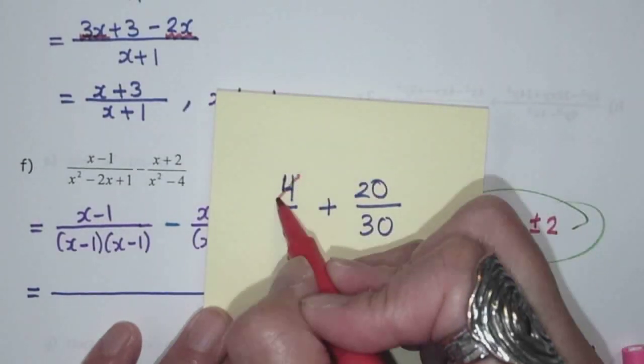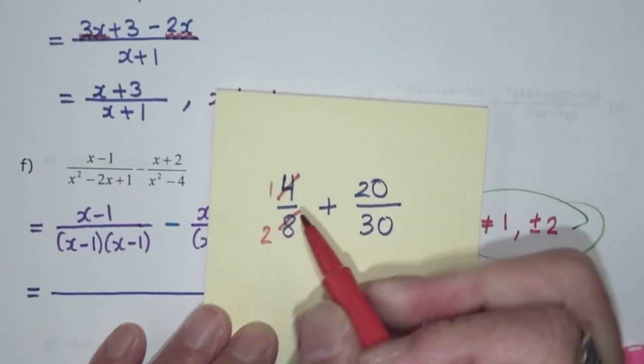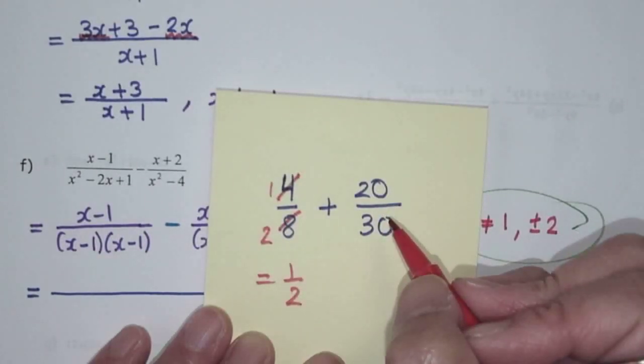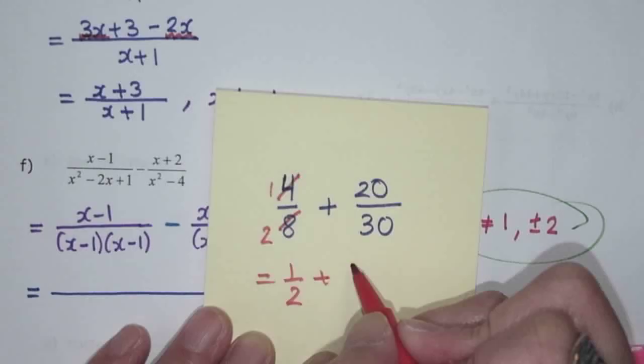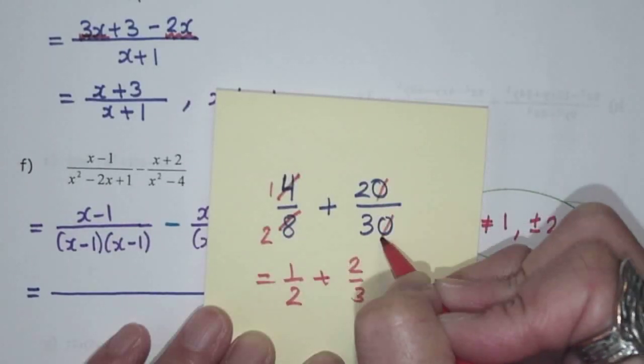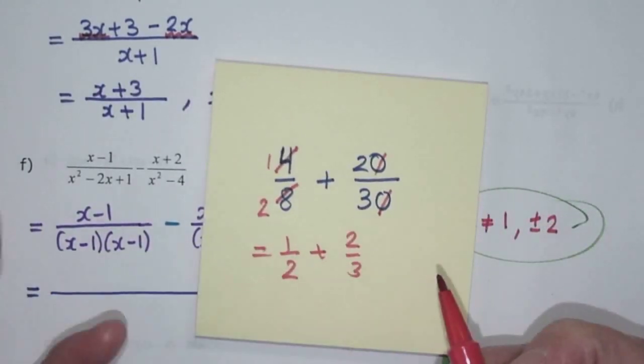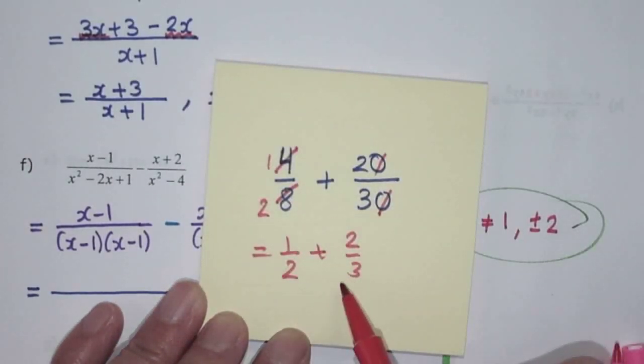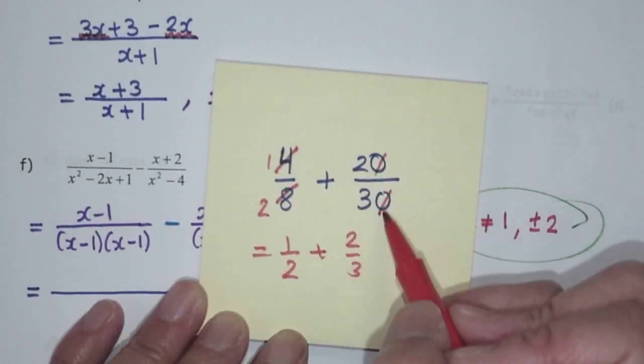4 over 8 is 1/2. Can't you just make that 1/2 and make it nicer? And what would you do with the 20 and 30? Yeah, so 2 over 3, right? So you would take off the zeros. I wouldn't just, that would be so much bigger, 240 as your denominator versus 6. So that's why you're allowed to cancel up and down.